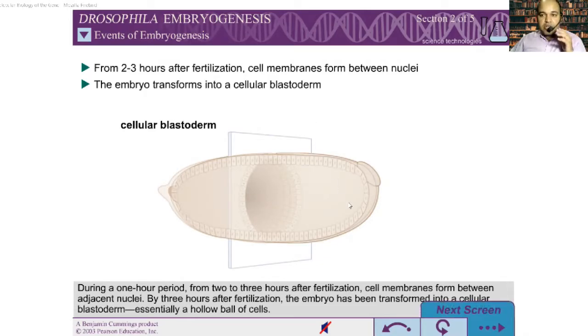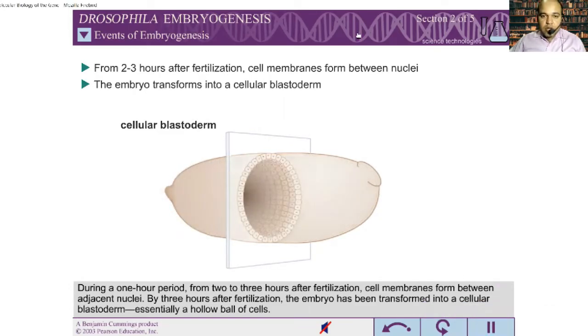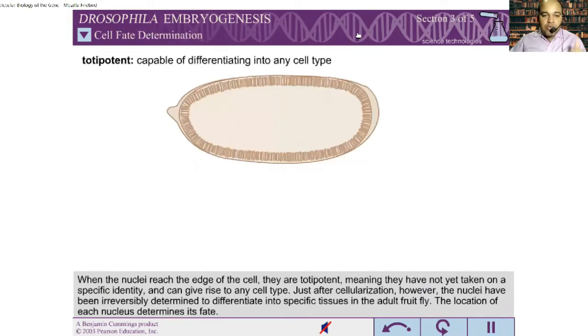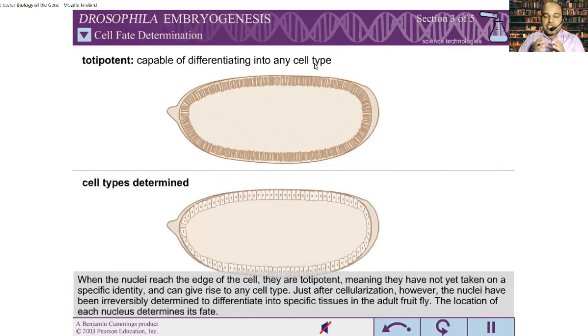Moving forward, how will the further development take place? So see this. Now the nuclei have reached the edge of the cells. Still, the nuclei are totipotent, capable of differentiating into any other type of cells. What is totipotency? Totipotency refers to the ability of the cells to form any other type of cell. Totipotency होती क्या है? एक सेल की एबिलिटी कि वो किसी भी तरीके के सेल्स को बना सकता है, इसी को बेटा हम टोटिपोटेंसी कहते हैं.